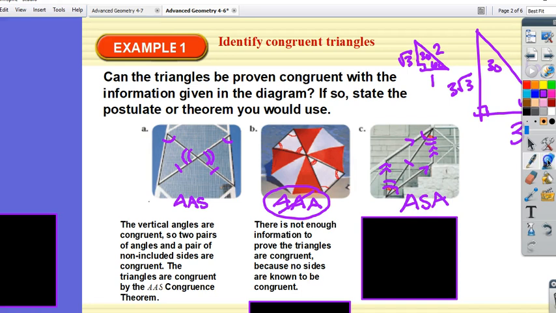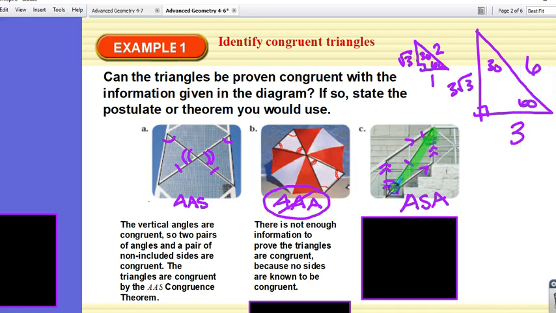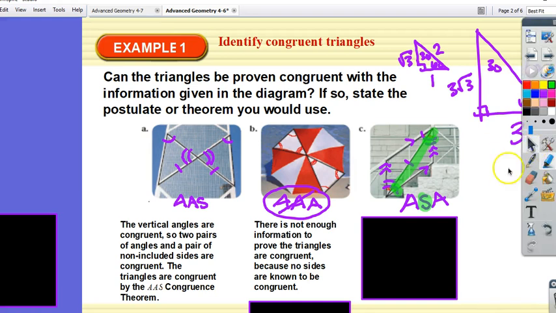The side is the included side between the two angles, right? We have this angle, we have this included side, and this angle. So this is angle, side, angle. It has to be sandwiched. The side has to be sandwiched between the two angles. It has to be the included side. Just like when we did side, angle, side, the angle had to be the included angle. It had to be a sandwich, okay?